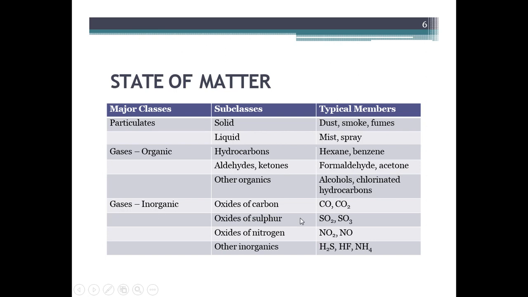Our organic gases, some examples of organic gaseous pollutants would be hexane, benzene, formaldehyde, acetone, etc. And some inorganic examples would be carbon monoxide, carbon dioxide, sulfur dioxide, etc. So we have a number of them here. So what I would really require from you is not only to know what these classes are, but be able to give an example or two.